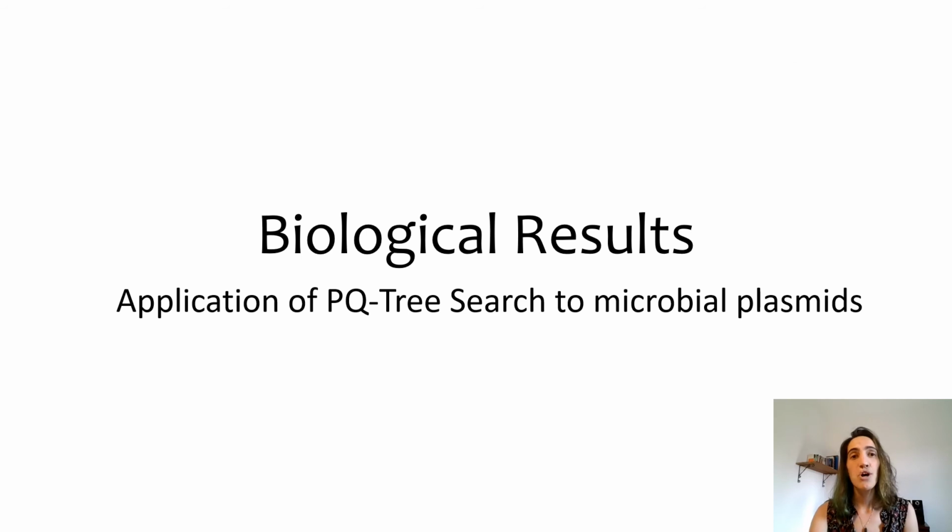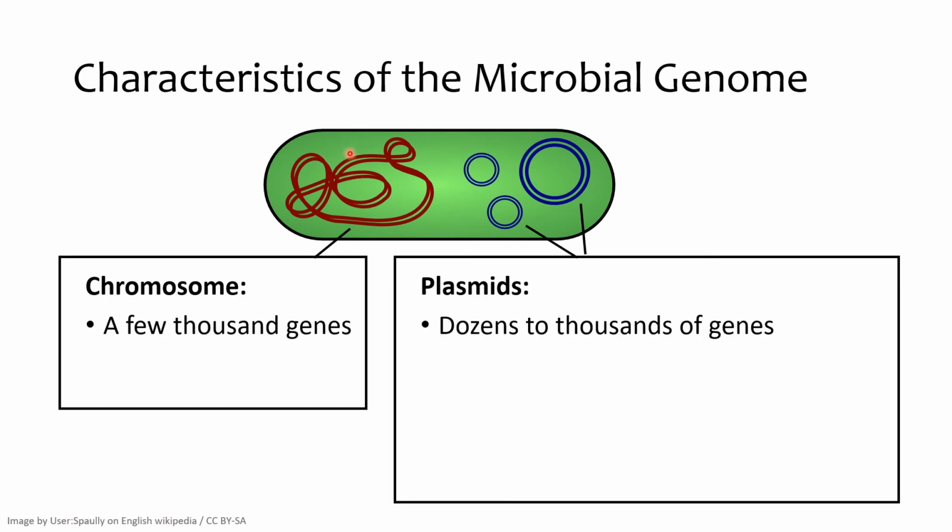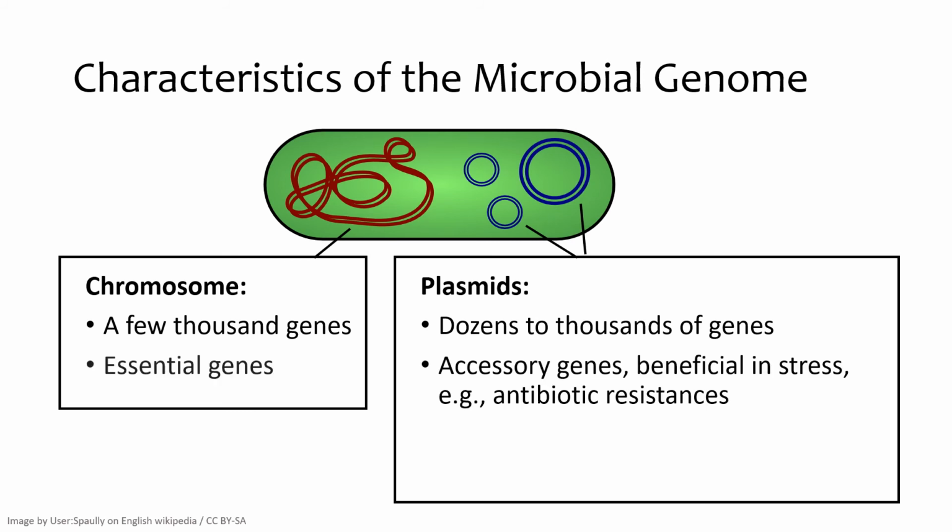Now, we move on to the biological results section. A typical microbial cell contains one chromosome and some plasmids. Plasmids are small DNA molecules that can replicate independently from the chromosome. While chromosomes carry essential genes, plasmids usually carry genes that are beneficial for the cells of the host in specific conditions, for example, in antibiotic stress.